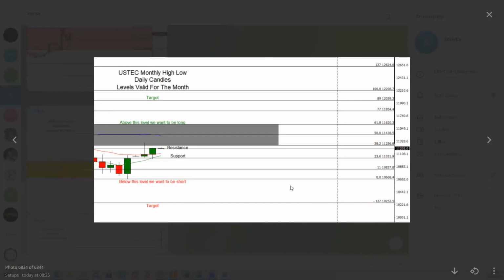On the USD monthly high low, currently between levels of 23.6 and 38.2 as support resistance. Looking at moving averages, 50 is above 21, above 8. That's indicating trend is down. So with that, we want to push below the zero level to aim for the minus 127.